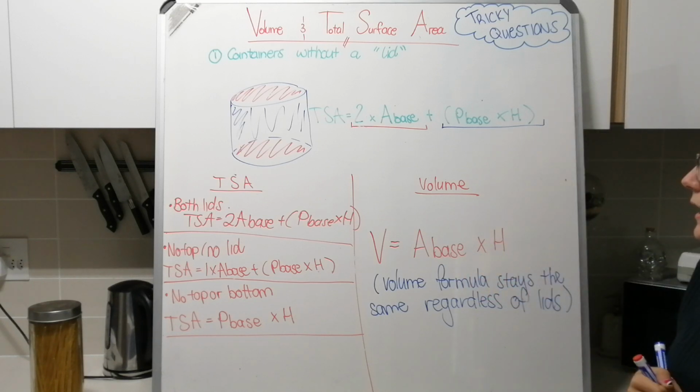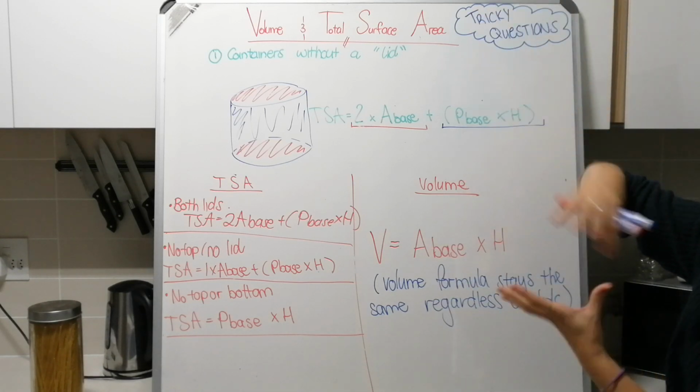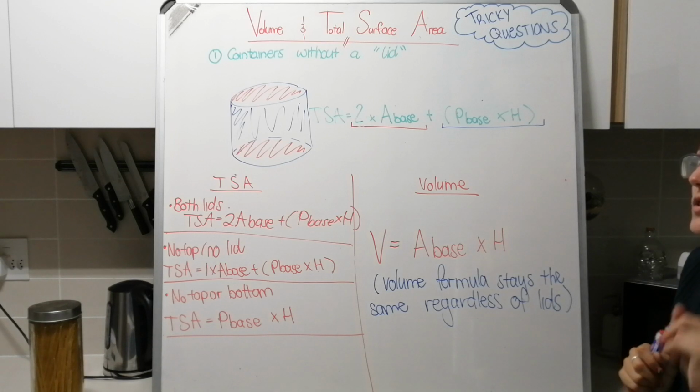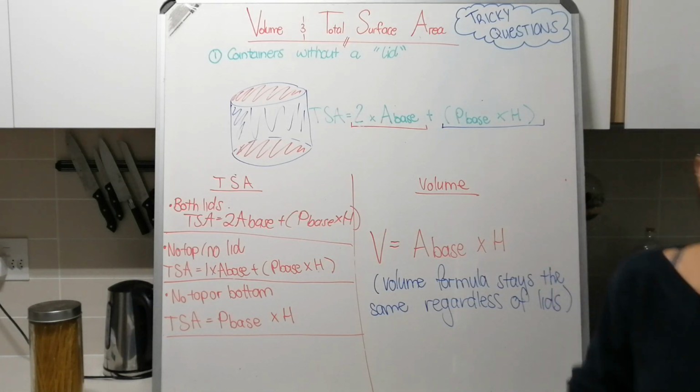So that's basically it for volume and total surface area when you're talking about a container without a lid or that's missing an end. I'm going to pause you there, erase this, we'll do one example of it, and then we'll go on to the second tricky type of question.